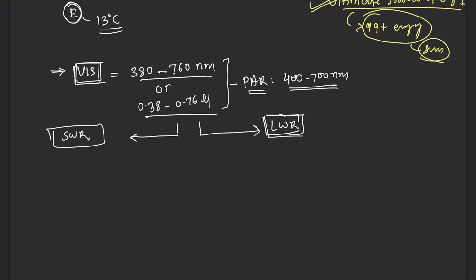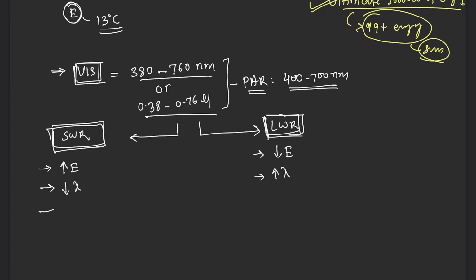So which radiation has higher energy? Short wave radiation has higher energy. Long wave radiation has lower energy. The wavelength is lower in short wave radiation, and the wavelength is higher in long wave radiation, compared to visible radiation, right?